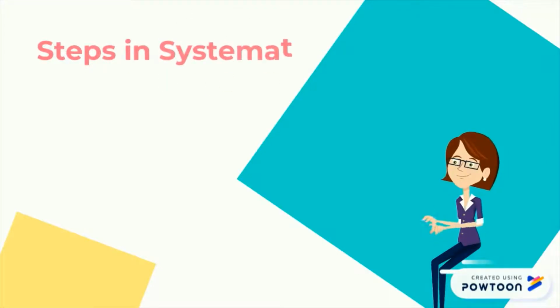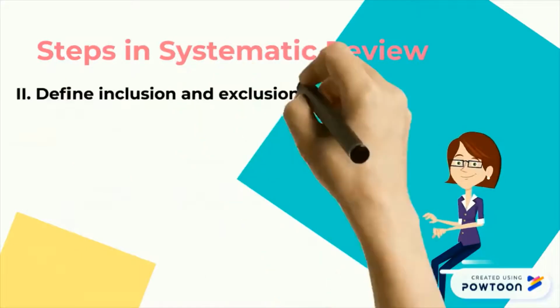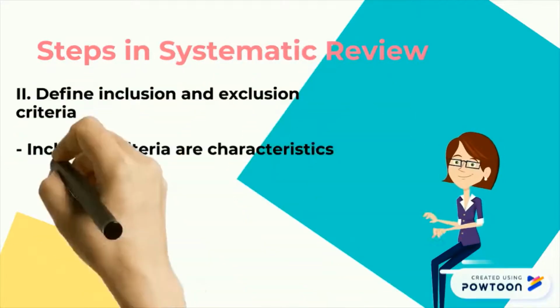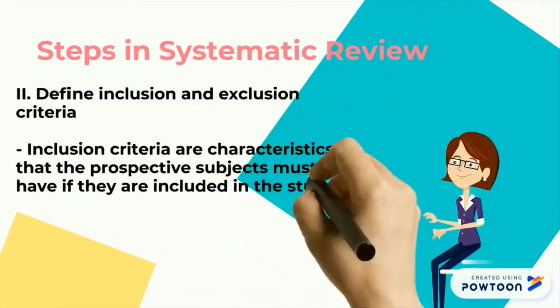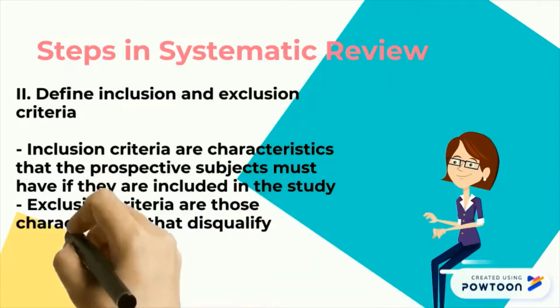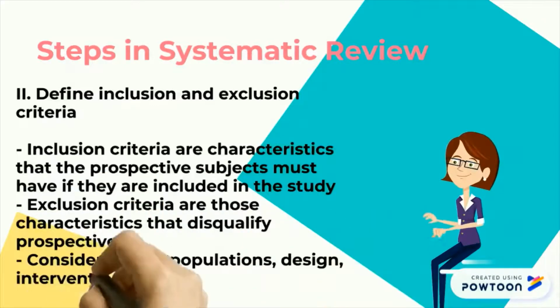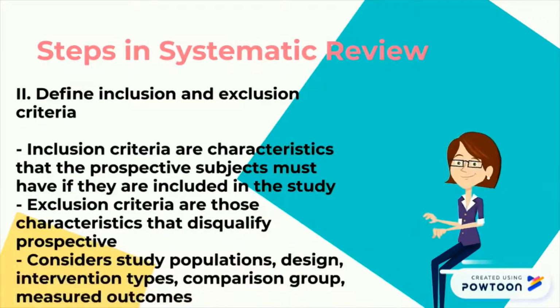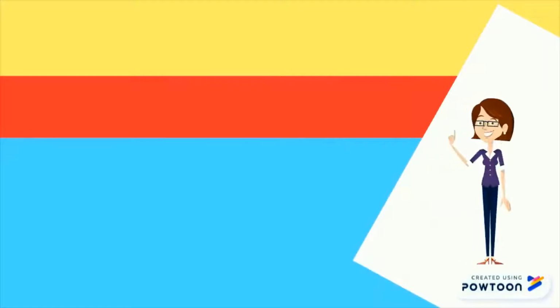The second step in a systematic review is defining inclusion and exclusion criteria. Clearly state the criteria you will use to determine whether or not a study will be included in your search. Consider study population, study design, intervention types, comparison groups, and measured outcomes.